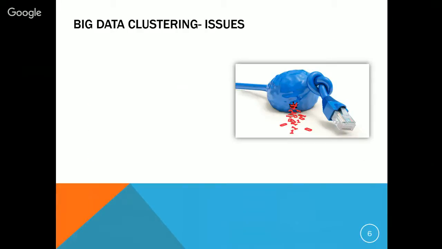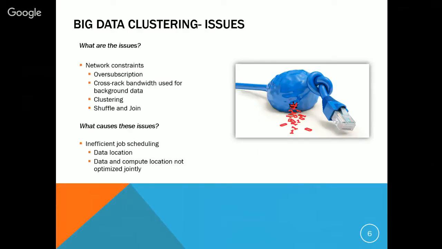So what are the issues of big data clustering? We have network constraints, which are composed of oversubscription, for example, which limits operational costs but decreases network performance. The cross-rack bandwidth used for background data transfer reduces available bandwidth for big data jobs. We could say an example of this is ShuffleWatcher. Clustering.